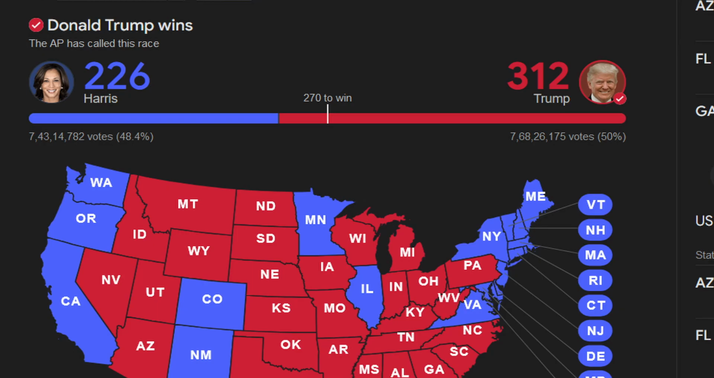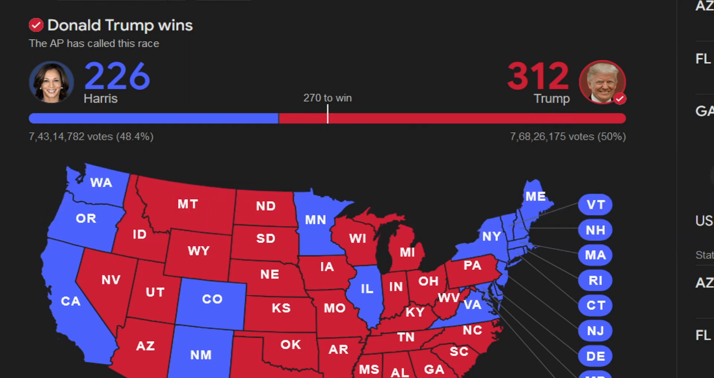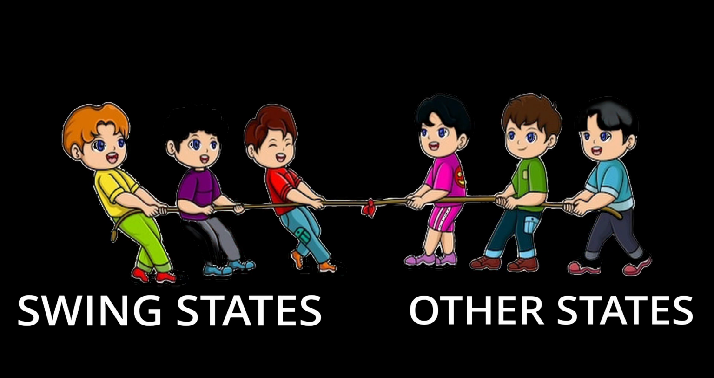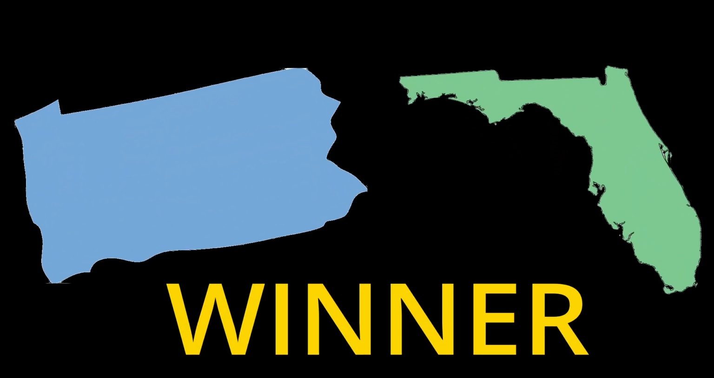To win, a candidate needs at least 270 out of 538 electoral votes. Most states use a winner-takes-all system, meaning if a candidate wins the majority in a state, they get all the electoral votes from that state. Some states, known as swing states, are crucial because they can vote either way. States like Florida and Pennsylvania often decide the outcome of the election.